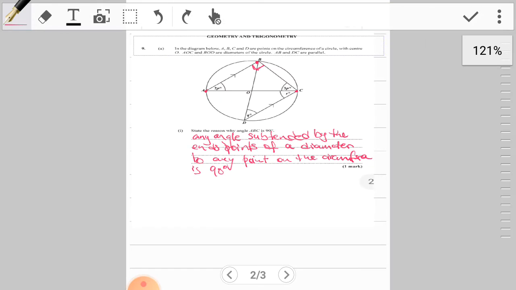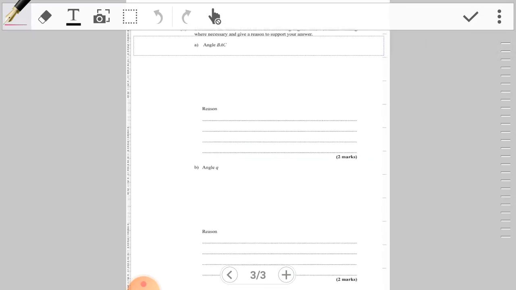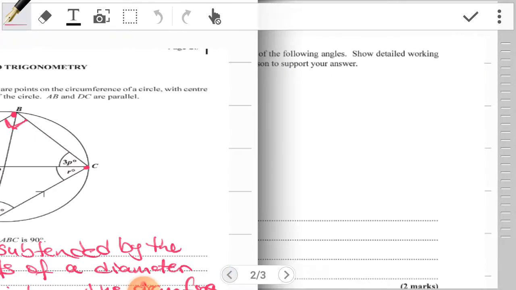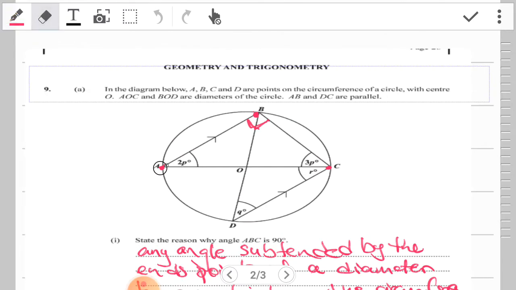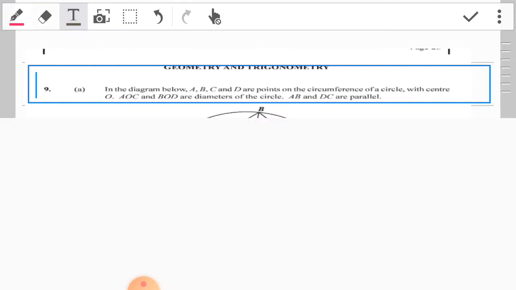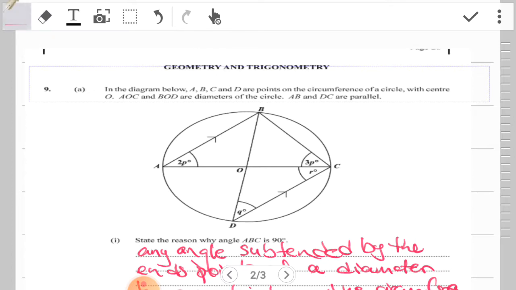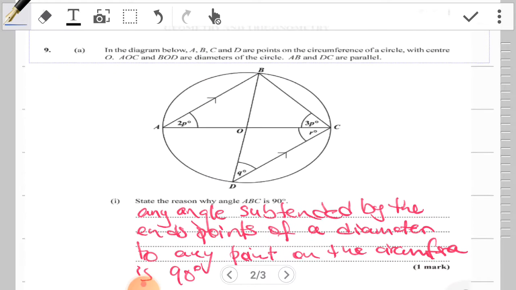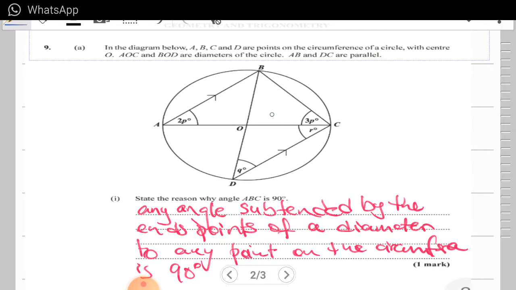All right, let's focus on some other questions. So question 2 says, determine the value of each of the following angles. Show detailed working where necessary and give a reason to support your answer. Angle BAC, let's look at it. I normally like to mark my angles as I try to unravel. So it says BAC, right? So angle BAC.